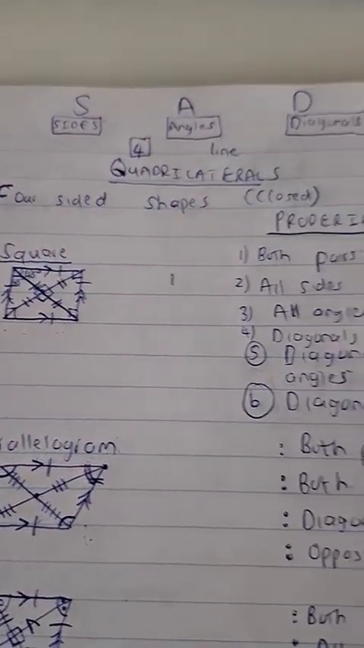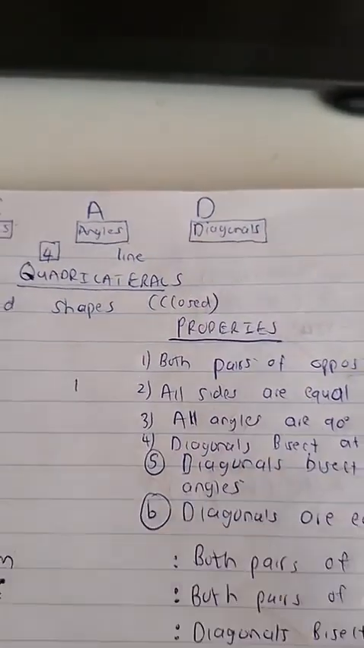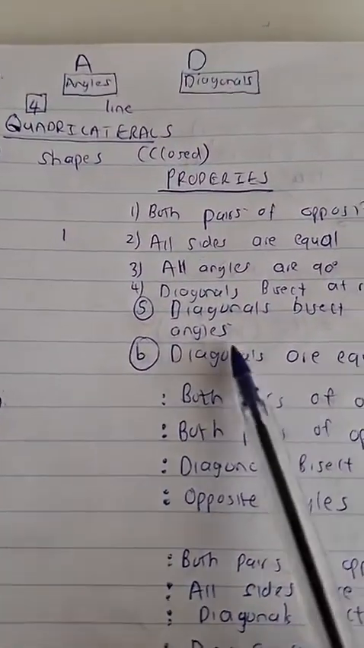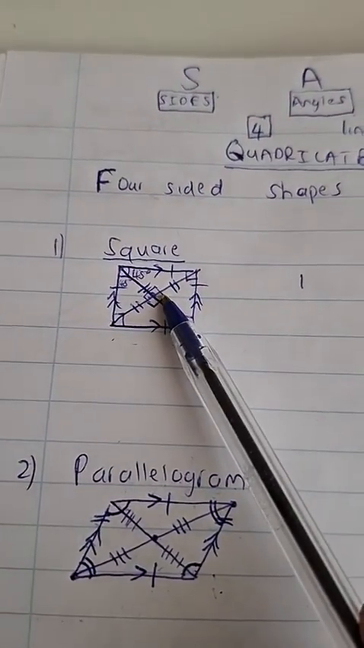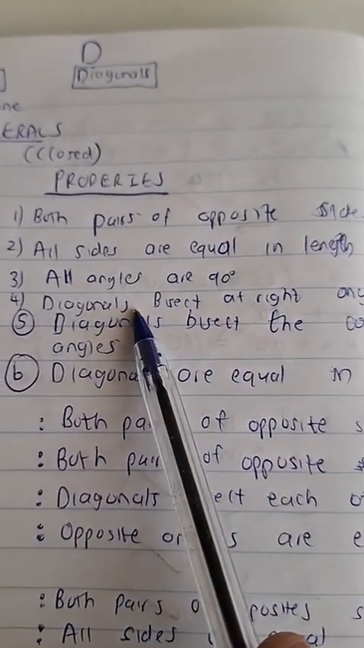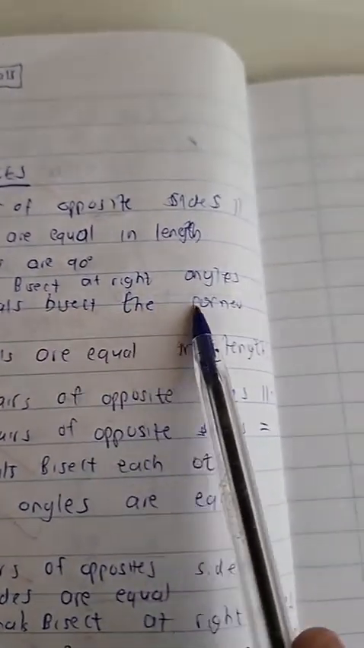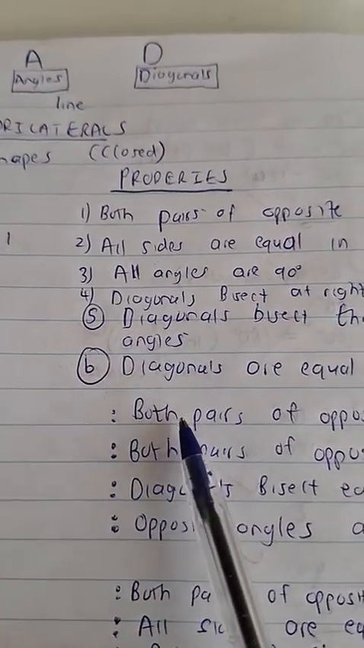So what do we know then about its diagonals? Okay, and therefore we need to have an idea. Oh, the diagonals bisect at right angles. We also need to know that the diagonals bisect the corner angles.